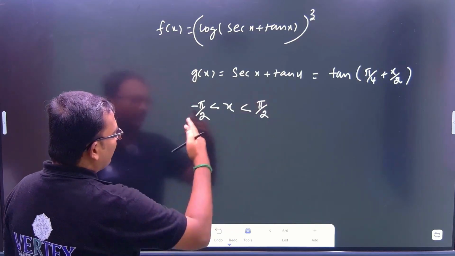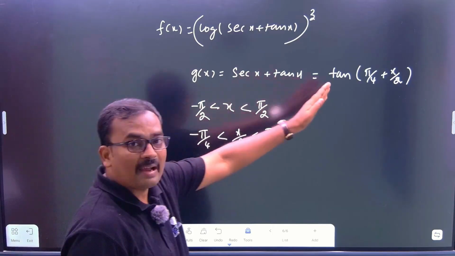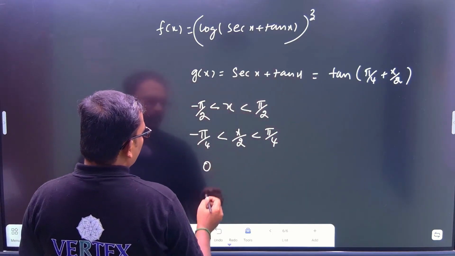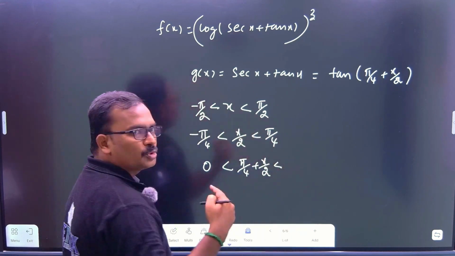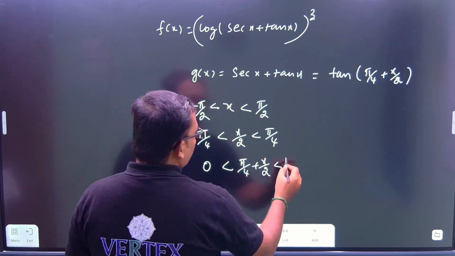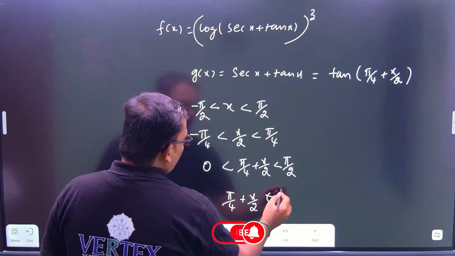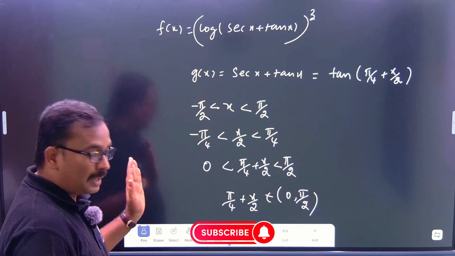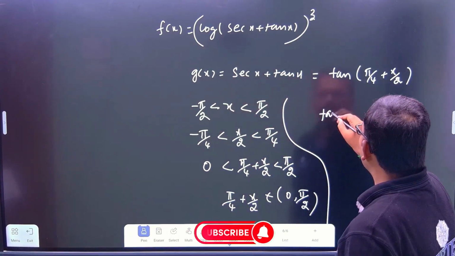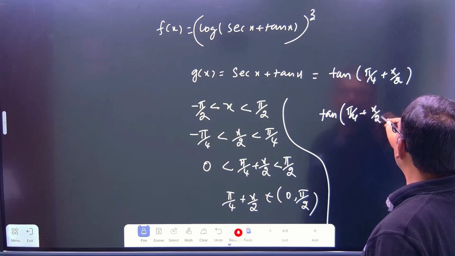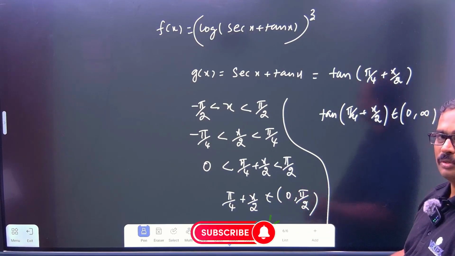So we need x by 2, you divide by 2, minus pi by 4 less than x by 2 less than plus pi by 4. Now we need to add plus pi by 4 throughout, so 0 less than pi by 4 plus x by 2 is less than pi by 4 plus pi by 4, that is 2 pi by 4. So that is pi by 2, you cancel it, pi by 2 we get. So therefore, pi by 4 plus x by 2 belongs to 0 to pi by 2, right? So when you apply tan, tan 0 is 0, tan pi by 2 is infinite. So therefore, tan of pi by 4 plus x by 2 belongs to 0 to infinity. Tan 0 is 0, tan pi by 2 goes to infinity, right?